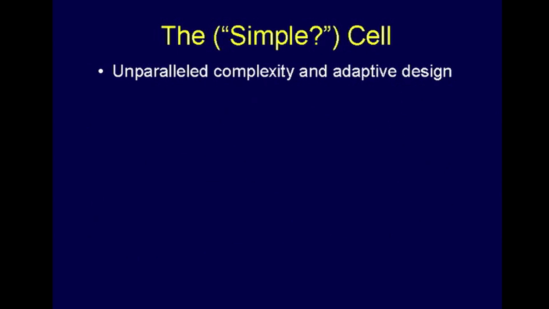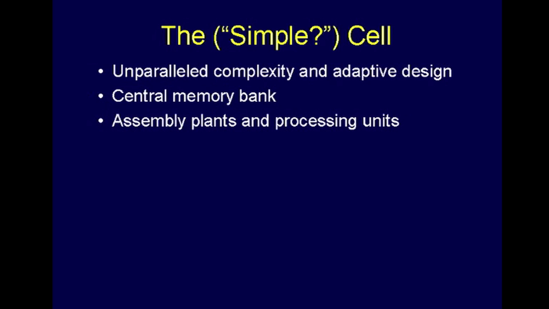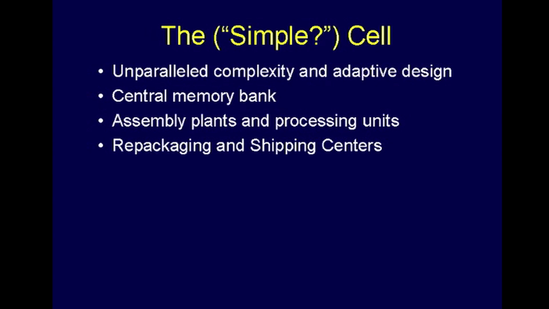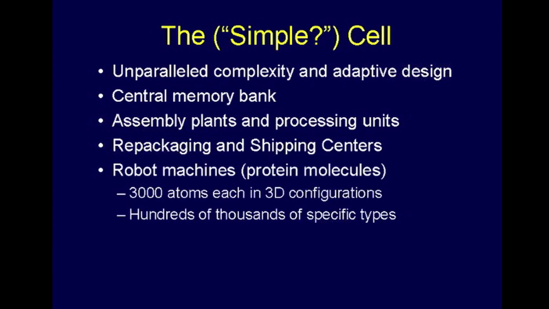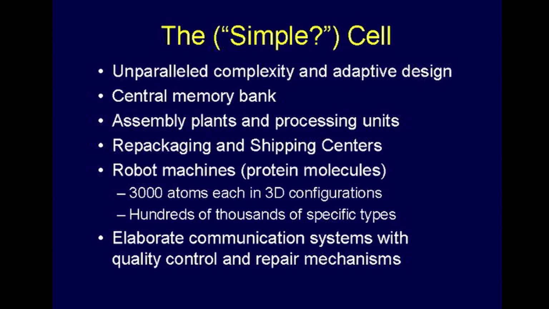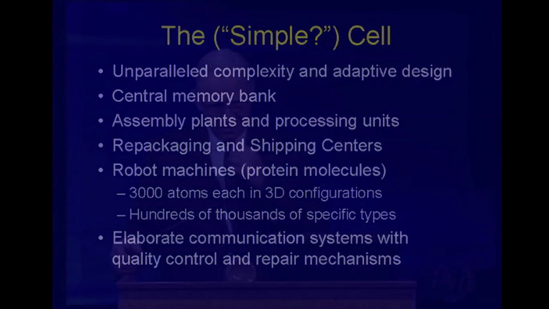The simple cell has unparalleled complexity, and it has an adaptive design. It has a central memory bank, a central library where the information is held. It's filled with assembly plants and processing units. It has repacking and shipping centers. It has robot machines in the form of protein molecules that typically consist of about 3,000 atoms in 3-dimensional configurations. And there are hundreds of thousands of different specific types of these things. It also has an elaborate communication system with quality control procedures and repair mechanisms. It even can muster armies to attack invaders.